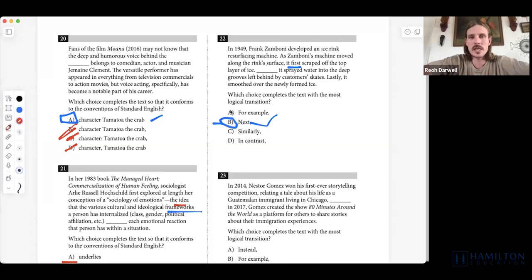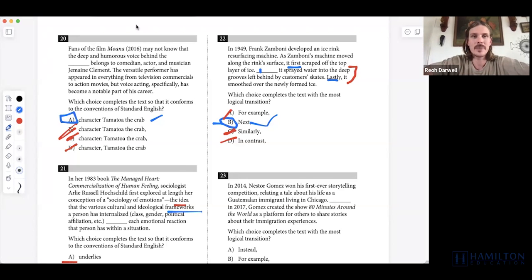For example, would need the thing that comes after to suggest that what comes before is something that can be exemplified. Similarly, would mean that they are similar things pretty clearly, and in contrast is the same thing. This is about as straightforward of a transitions question as we could ever see. We see first, next, or then, and then lastly. Right? We know that we're operating in this time situation with the transitions, so we just want to do that and work with next.